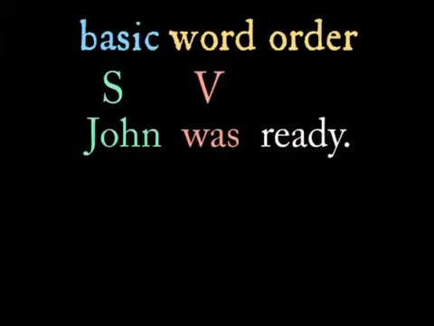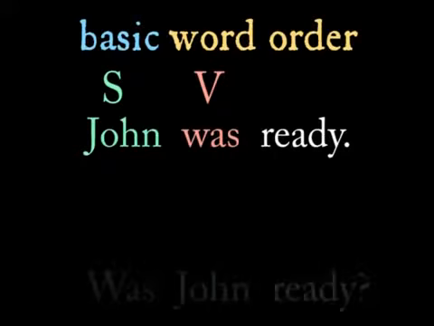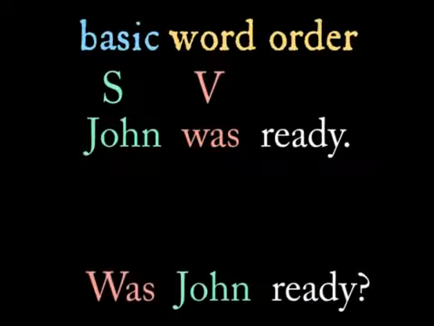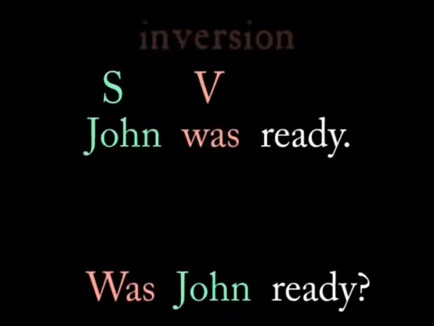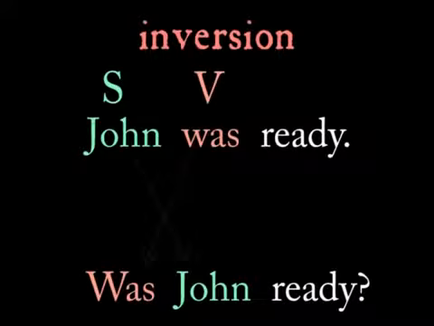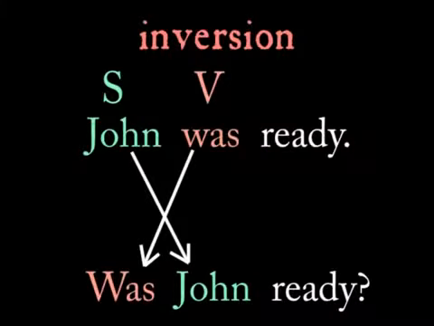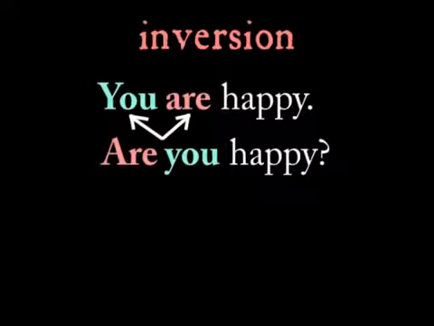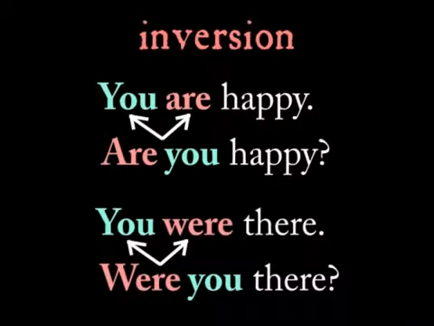It's an SVO language. Yet when we ask a question with the verb be, or in some cases the verb have, we switch the word order. The traditional way of describing that is to say that we invert the verb and its subject to ask a question. In other words, it's argued that the word order of English questions with the verb be switches to verb, subject, object. So we say, are you happy? Were you there? We're inverting the subject and the verb.